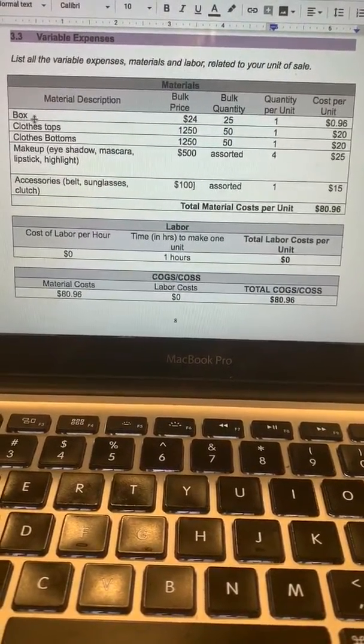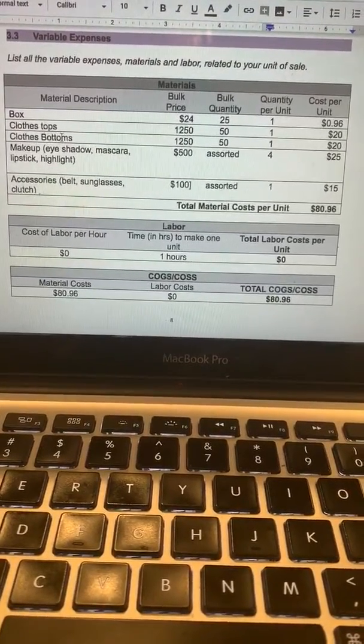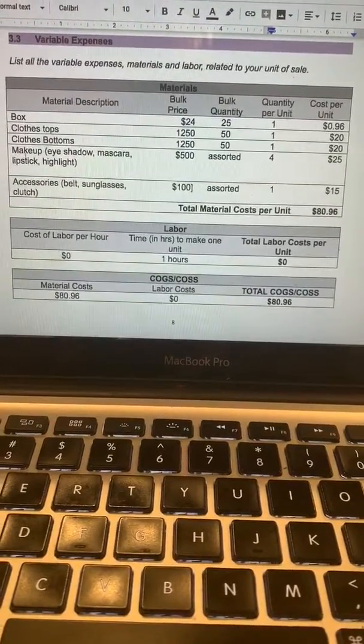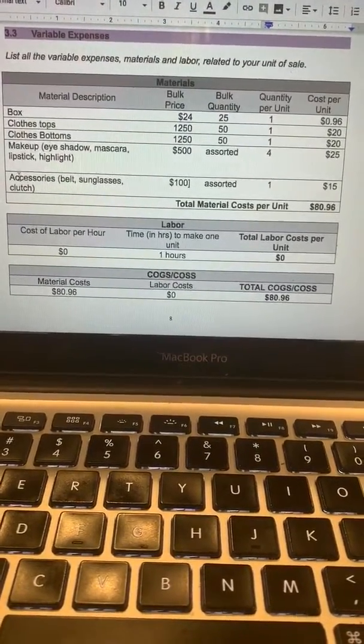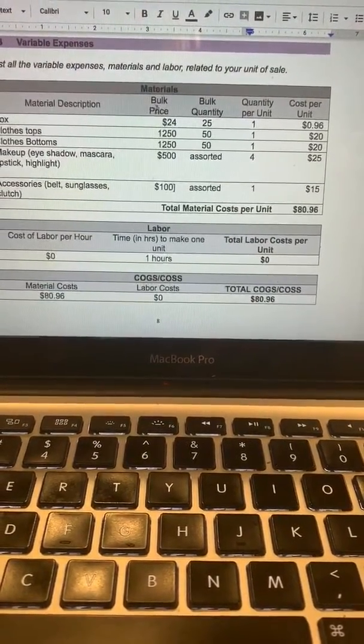So obviously they would need the box, they would need clothing, so tops, bottoms, you know, pants, skirts, whatever. They would need makeup, and they would need accessories. Those were the things that would be inclusive in their box.